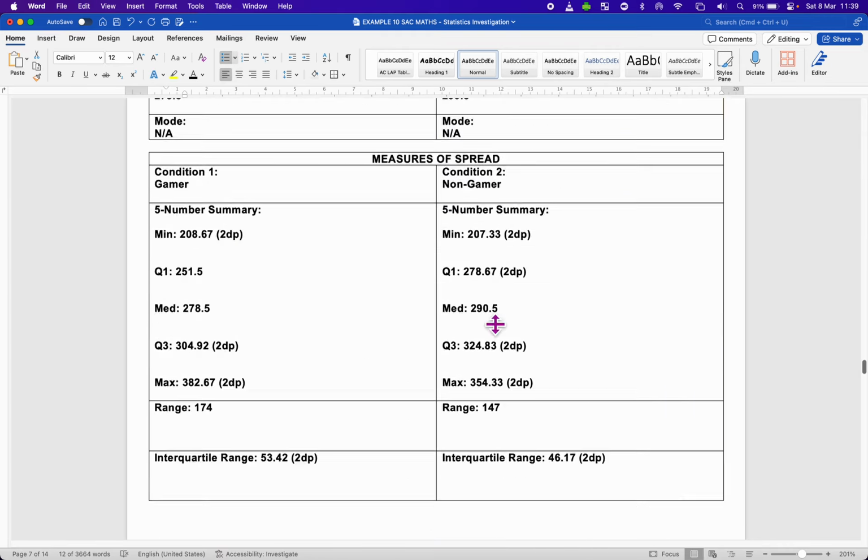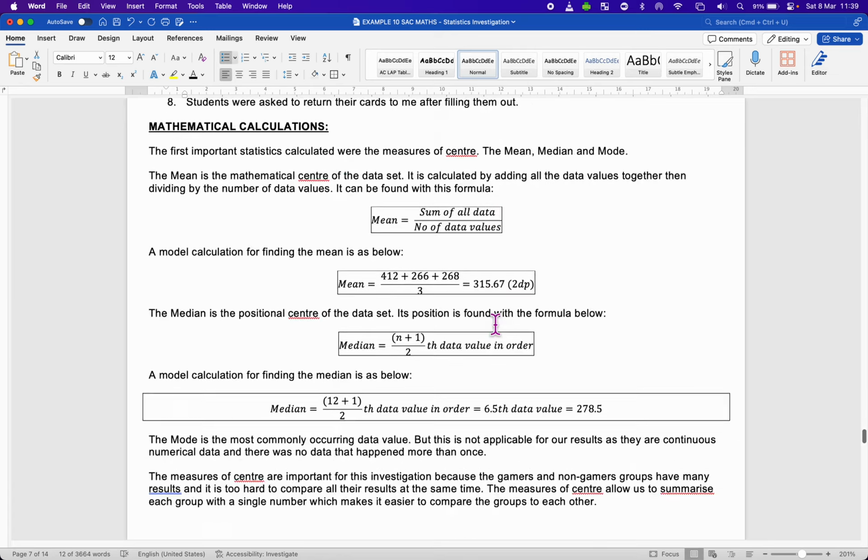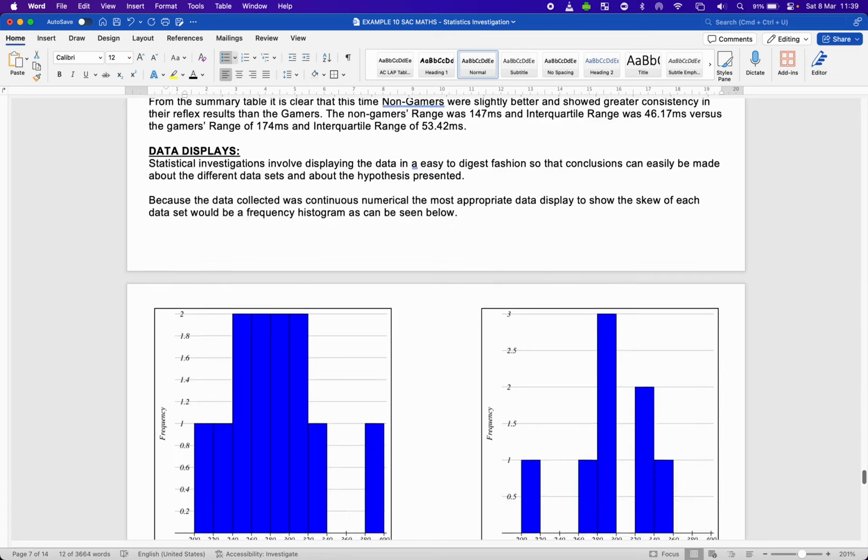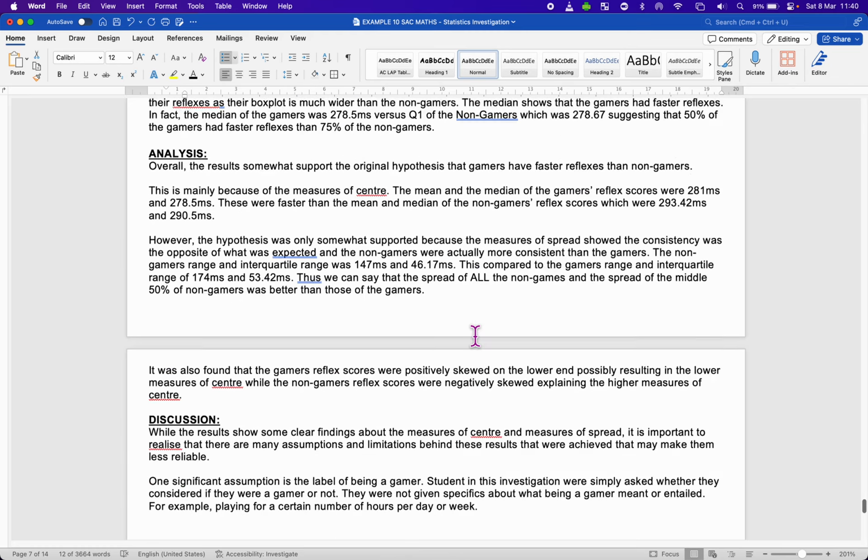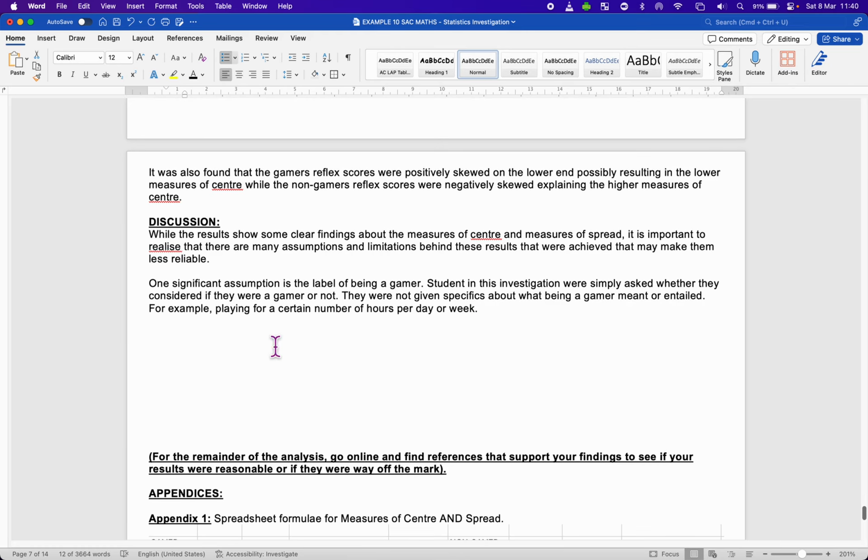I'm not going to go through every possible assumption or limitation you could have because they'd all be different, and if I stated all of them, everyone's discussion would be the exact same. So I'm going to give you a few examples here. For example, playing for a certain number of hours per day or week.